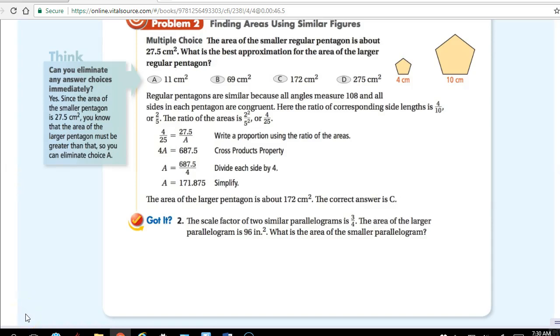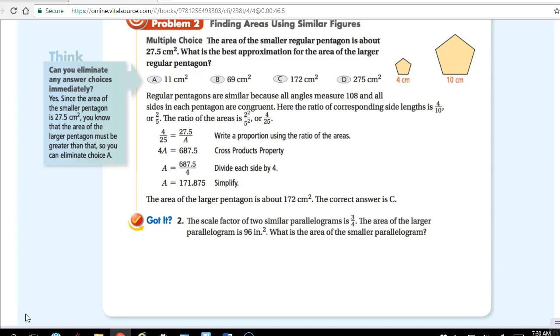Hello, we are going to be looking at problem number 2 found on page 636. This is also in 10-4 of your Geometry Part 2 textbook. We're going to find the area using similar figures. From problem 1, which I also did, when we are looking at similar areas, we know that their ratio is squared.